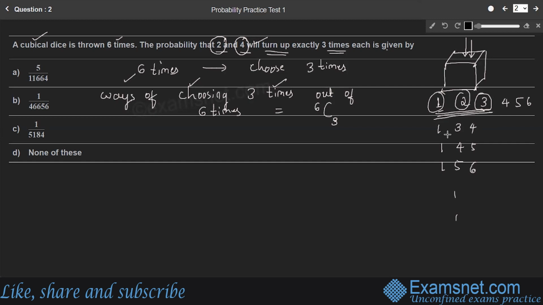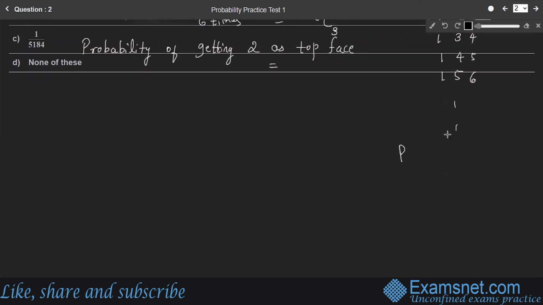In that, the probability of getting 2 as top face. So we are going to use the formula: probability is equal to number of favorable outcomes divided by total number of outcomes.